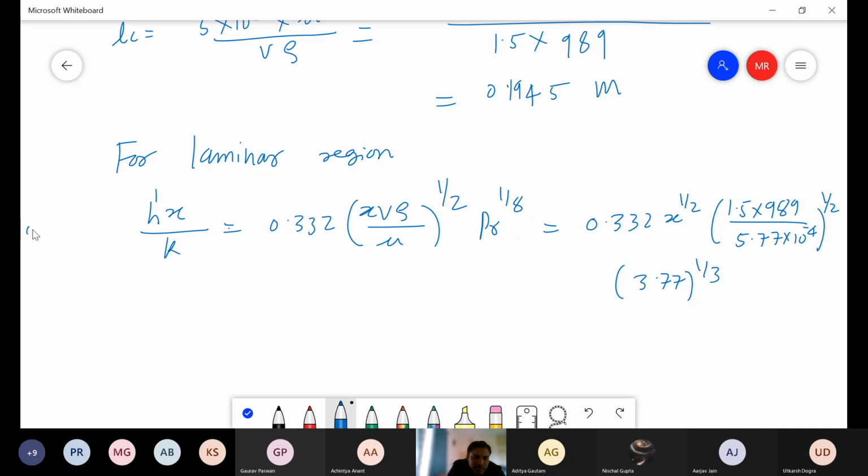So this is valid for 0 to 0.1945. Do you all agree? Yes or no? Hello? So this is the first correlation I have written, isn't it? 0.332 Reynolds number raised to the power 1 by 2, Prandtl number raised to the power 1 by 3. This is 1 by 3, sorry.